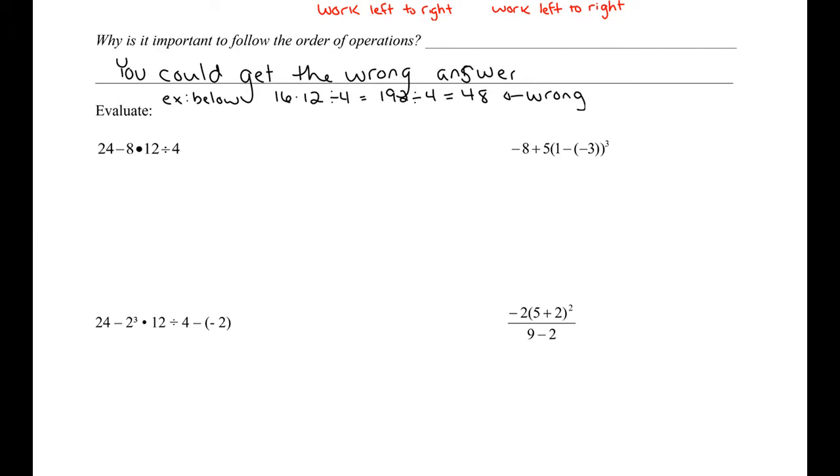Let's do the first example together. 24 minus 8 times 12 divided by 4. Working in my order of operations, I'm first checking for any parentheses. There are no parentheses. I'm then checking for any exponents. There are no exponents, which means I move on to multiplication and division. Remembering that I'm working from left to right tells me that I'm going to start with 8 times 12. So I have 24 minus 8 times 12 is 96.